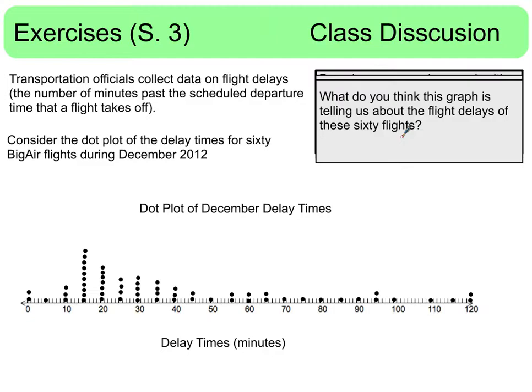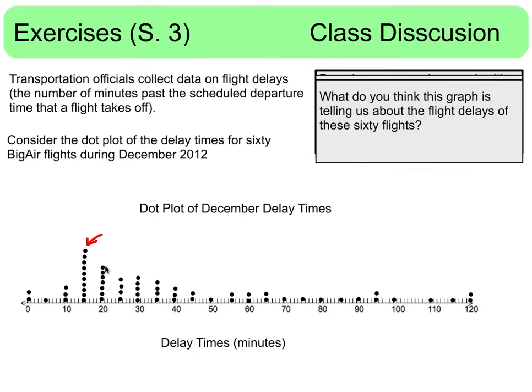What do you think this graph is telling us about flight delays of these 60 flights? Through discussion, students may say this idea or that idea. But one of the things that would be popular to note is right here, we have many of our dots right here. So most students might say that most flights are delayed for about 15 minutes. And then some students might say, well, there's a whole bunch more that are delayed for a lot longer time.